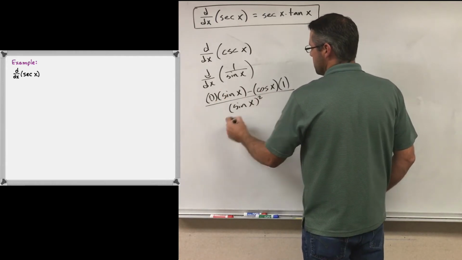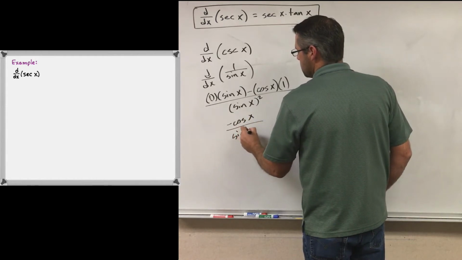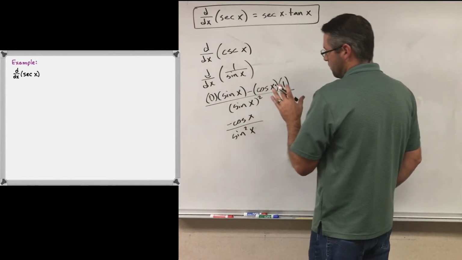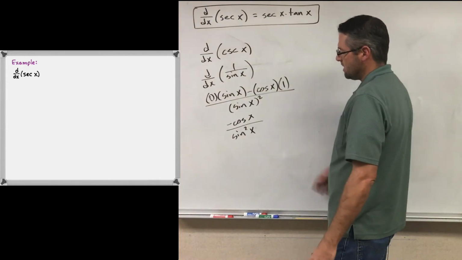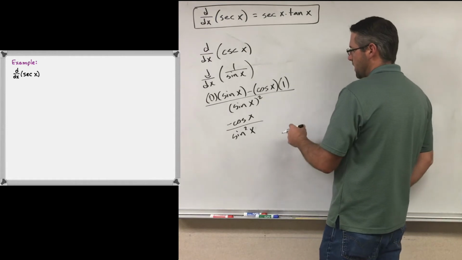Again, that cancels out. The top is left with negative cosine of x over sine squared x. And so we can write it like that. But again, that's got a power of 3 in a sense, and it's a quotient, it's a fraction. We don't want to write it like that.